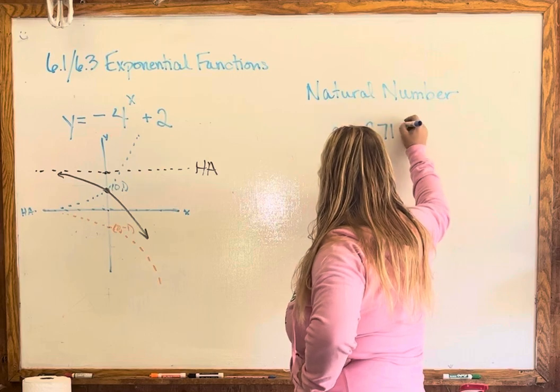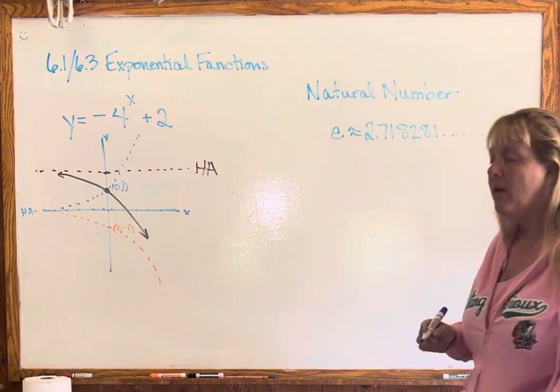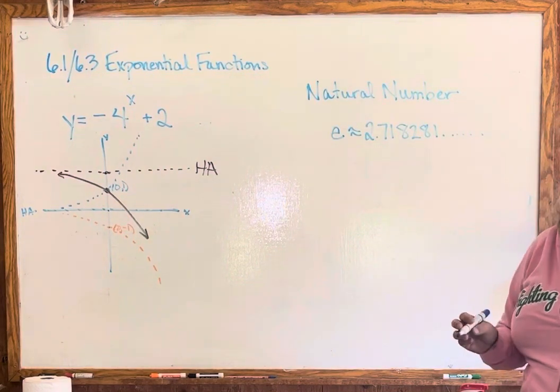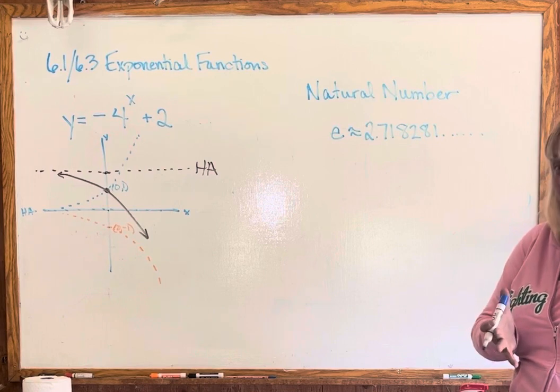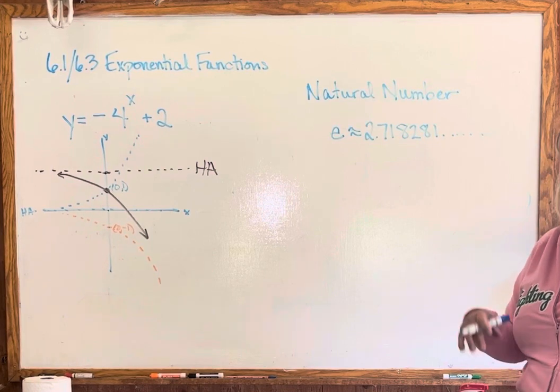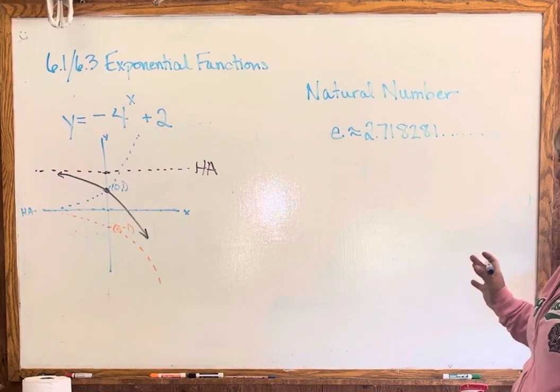It's 2.718281, blah, blah, blah, okay? So a lot of times we use it as 2.72, but we're gonna use our calculator to do this when we get to it. So we're just gonna use the e button on our calculator, but I'll show you that later. But you may have heard about e before.